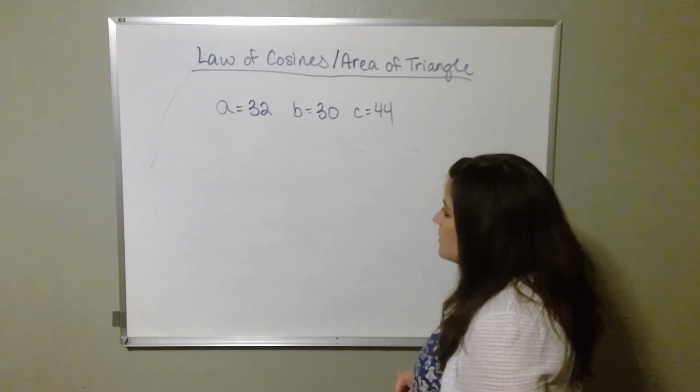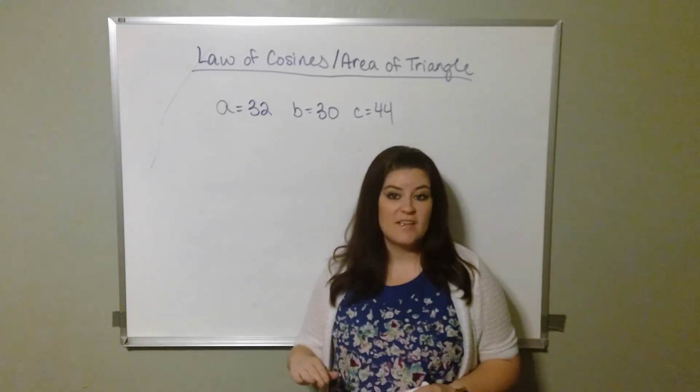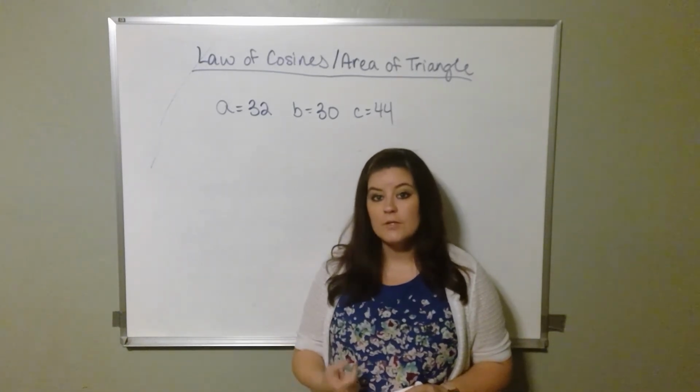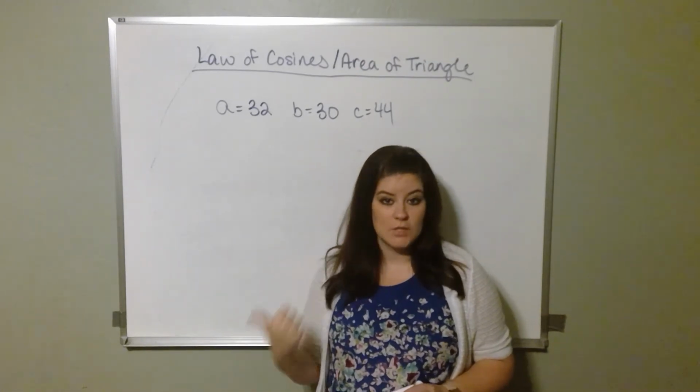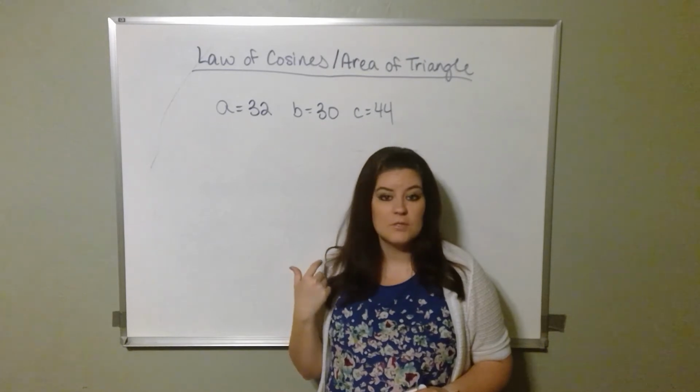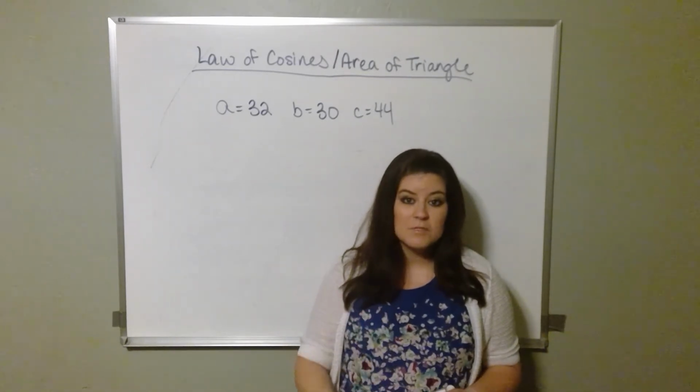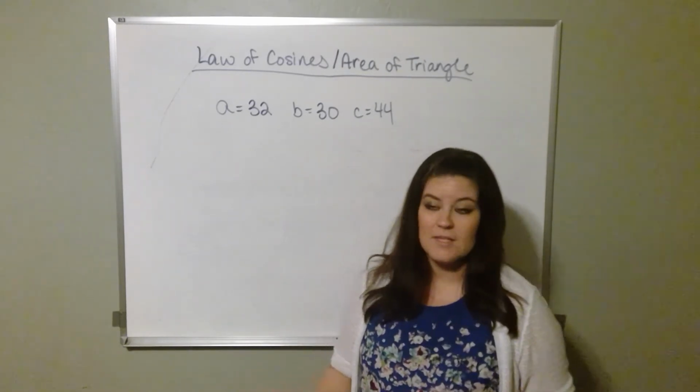Okay, here's the thing. Remember I said law of cosines is not ambiguous. When you solve for an angle using the law of cosines, if it's acute, your calculator will give you an acute answer. If it should have been obtuse, your calculator will give you an obtuse answer. It's not ambiguous like law of sines.